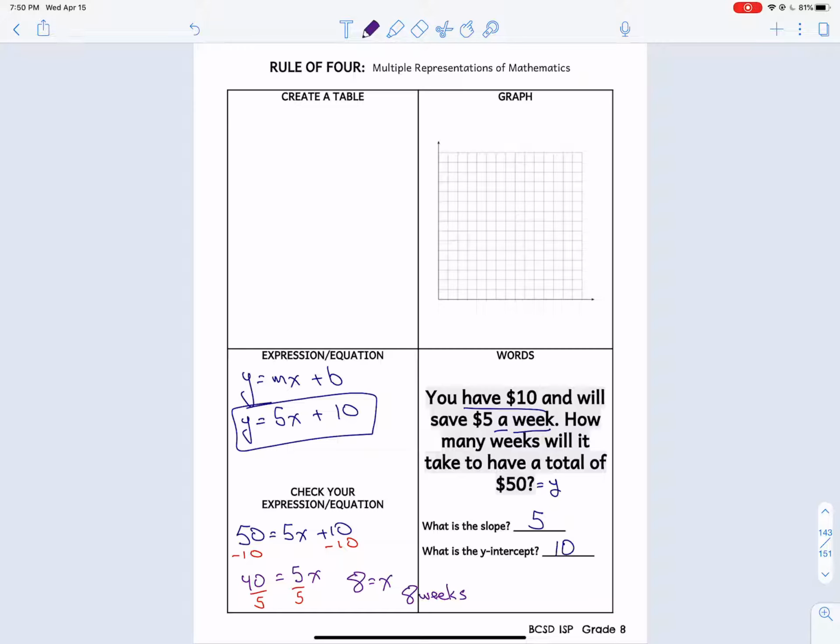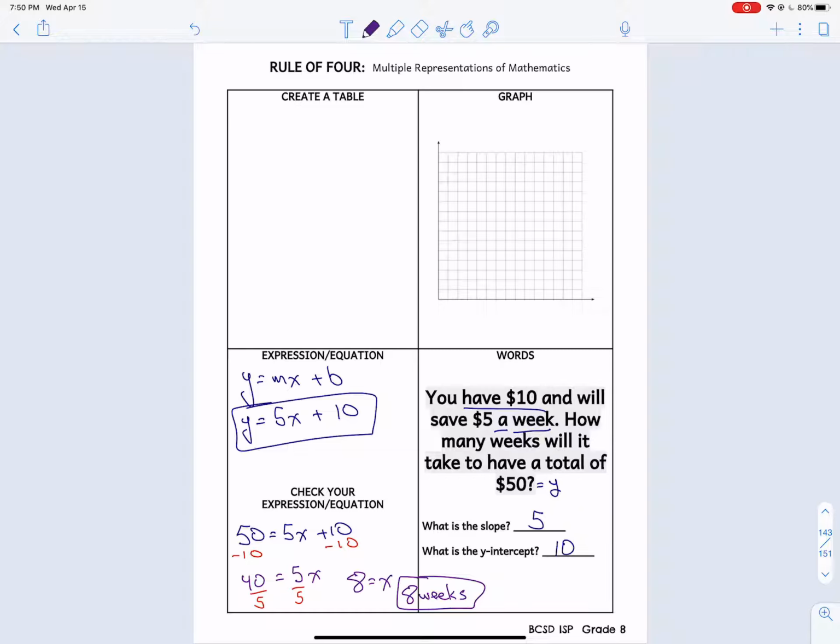Okay, so just also mentally, without doing all the algebra work, if you want to get to 50, you already have 10. So you really need just $40 more. You're making 5 a week. So 40 divided by 5 is 8. I mean, that's exactly what we did solving this equation, but you can confirm it mentally as well.